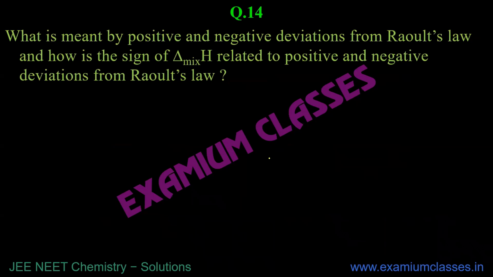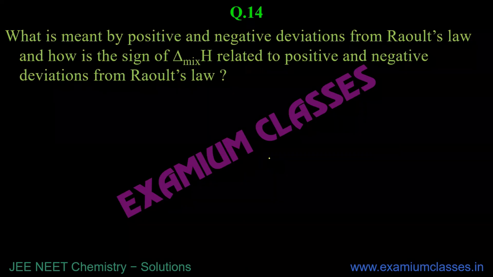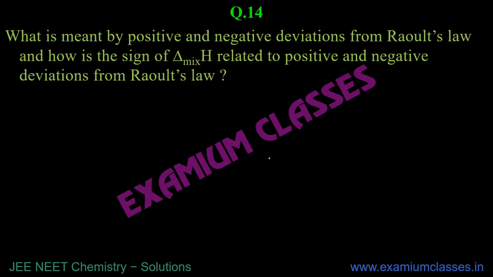Next, what is meant by positive and negative deviation from Raoult's law, and how is the sign of delta H mixture related to positive and negative deviations from Raoult's law? First, I am talking about positive deviation. You have A interactions, you have B interactions. So this is, say, one liquid, this is another liquid. Both are volatile liquids in Raoult's law. And then when we mix, it is AB.